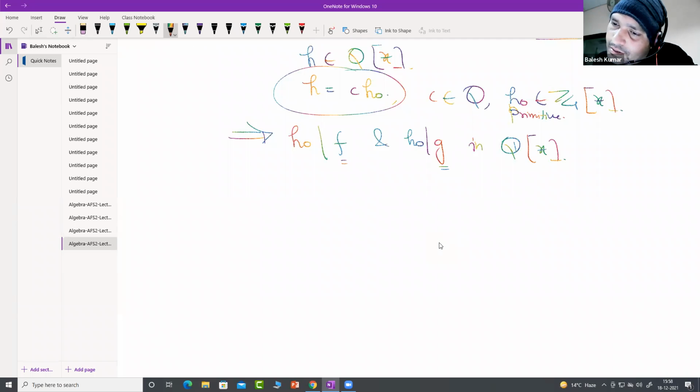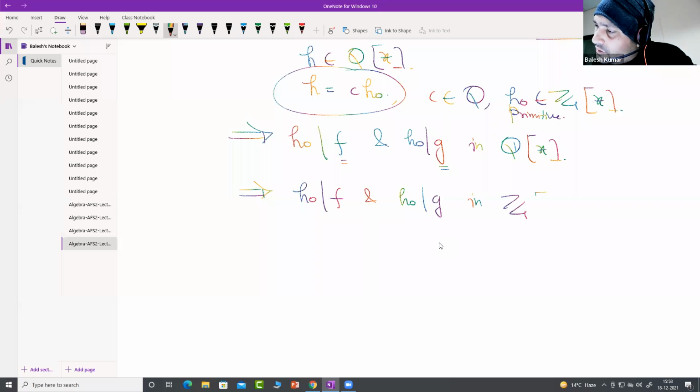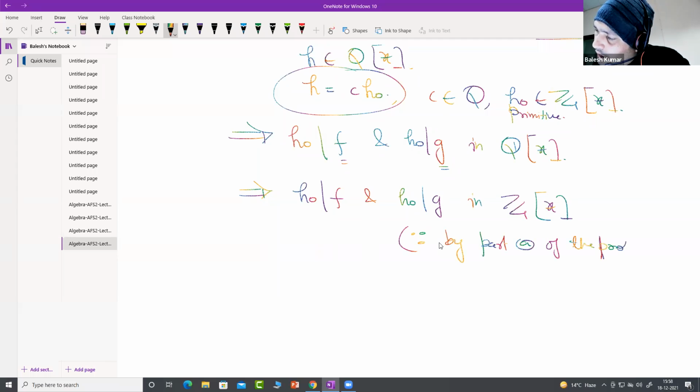Then this implies that h0 divides f and h0 divides g in Z[x], just because of part A of the proposition. And so therefore we see that f and g have a common factor in Z[x] also. So okay, do you have any doubts or comments?